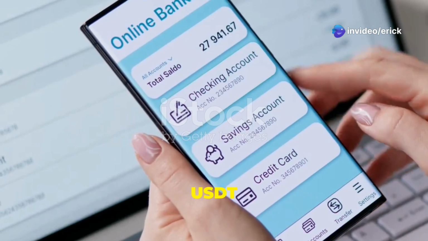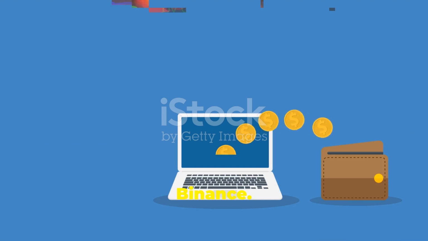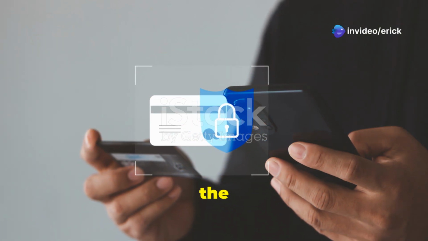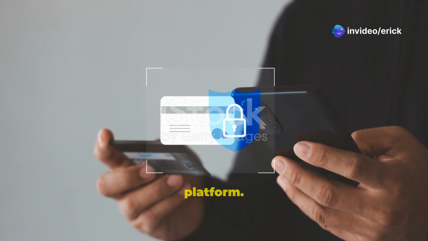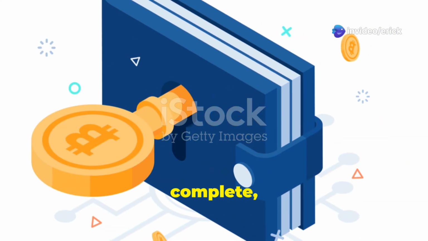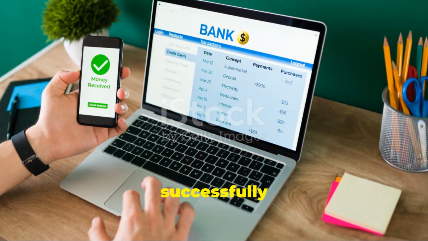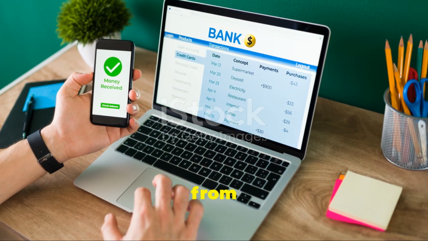Section 5. USDT transfer complete. Once OKX confirms the transaction, your USDT is on its way to Binance. This may take a few minutes depending on network traffic. You can track the status of your transfer on the OKX platform. When the transfer is complete, you will see the USDT in your Binance account. You have now successfully transferred your USDT from OKX to Binance.